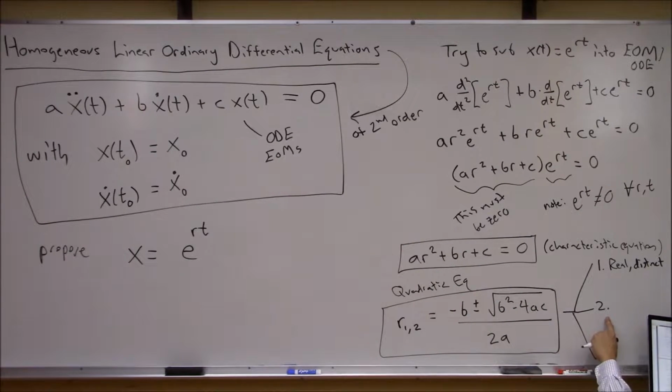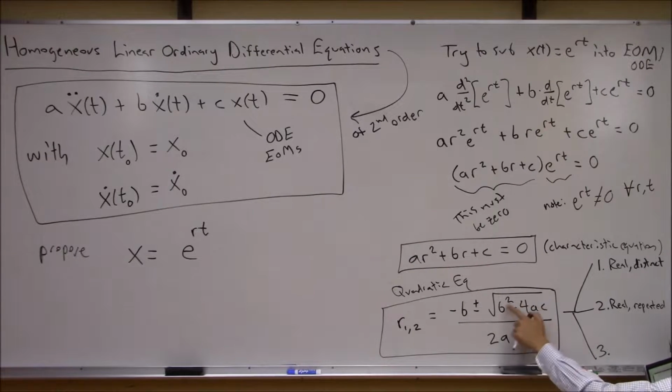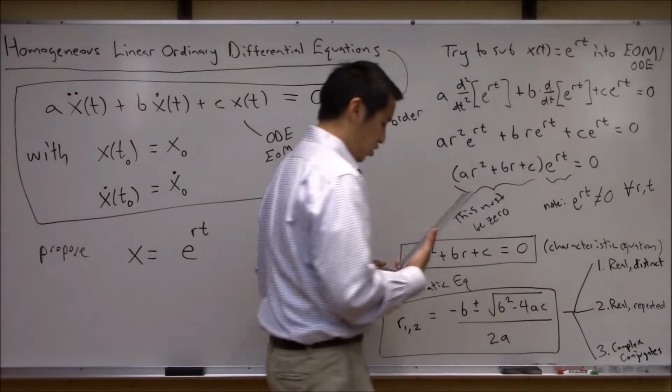So the second possibility you could have here is you could have real repeated roots, right? You could have R1 at minus b over 2a, and R2 is also minus b over 2a, okay? And finally, the third case you could have is if this discriminant here is negative, you try to take the square root of a negative number, this is going to become imaginary, right? So you could have complex conjugate roots, right? So there's these 3 scenarios that we may need to look at.